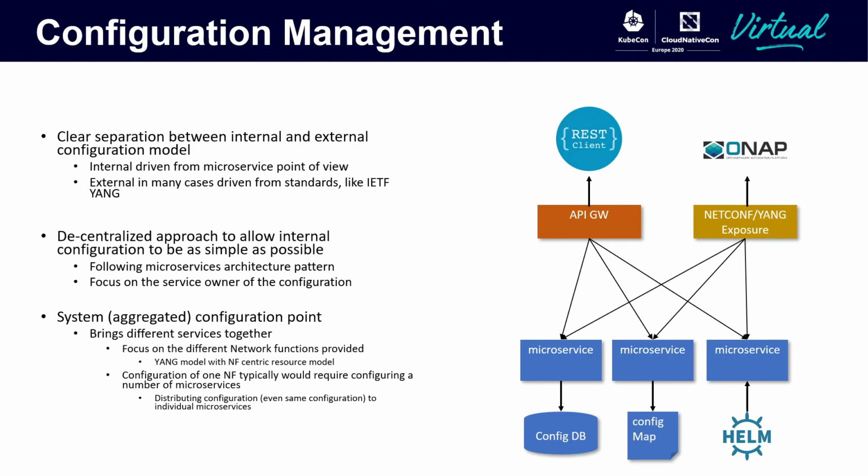And in many cases, this could also mean that to configure a network function, you have to, of course, configure a magnitude of different microservices internally, which is really then handled by this exposure service here. And it could also, in some cases, mean that you have to push the same configuration to several different microservices because they have the same need. But once again, to allow the microservices to individually own their configuration, this is handled by the netconf exposure service. So it's really pushed down to the individual microservices.